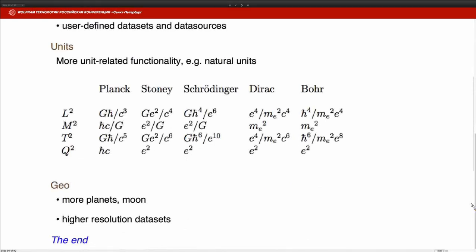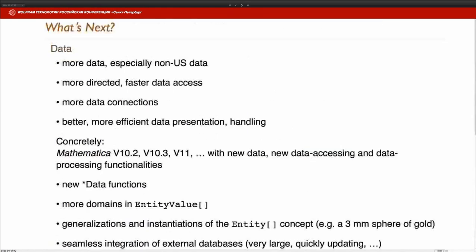With respect to geography, there are many more planets to be added, higher resolution data sets, different kinds of data sets. So it's a direction we hope to continue pretty intensely over the next years, to make much more data available and have it seamlessly integrated and easy to use for real life models and applications. Thank you very much.